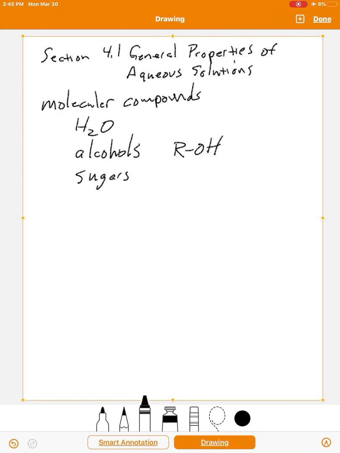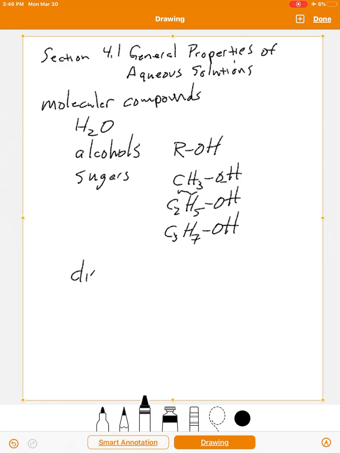Okay, ROH means something like this. CH3OH, C2H5OH, C3H7OH. There are many of them out there, but those are three examples. So some kind of hydrocarbon attached to an OH. These are very soluble. They dissolve in water.